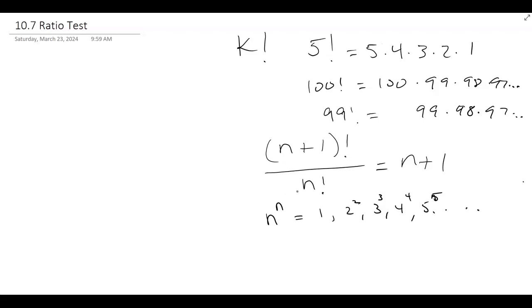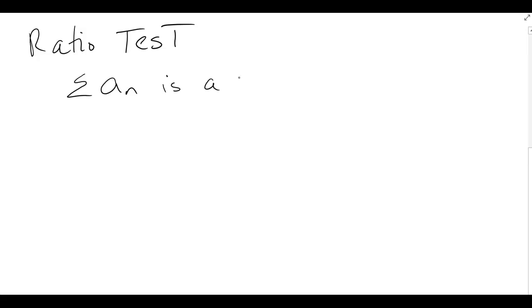Okay, so let's talk about what the ratio test is. The ratio test can be applied as long as you have a series of positive terms, so you don't have any negatives in there. The last test we're going to talk about, which is 10.6, the alternating series test, is a series that has positive and negative terms in it. But a ratio test can only be applied if you have a series of positive terms.